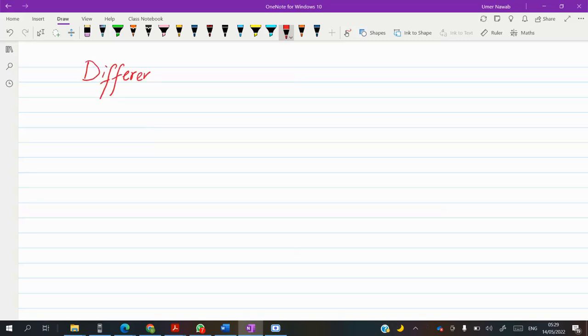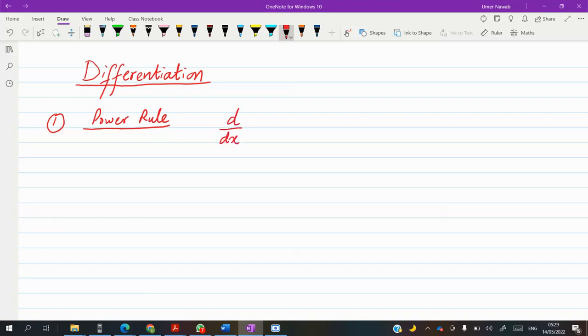Differentiation. What are the things you need to know? Number one is the power rule of differentiation. You can write d over dx at the back of any function. It means you want to take the derivative. Suppose I have x raised to n, a very simple function. So the differentiation of x raised to n, the answer will come to you n x^(n-1). This is the basic power rule of differentiation.